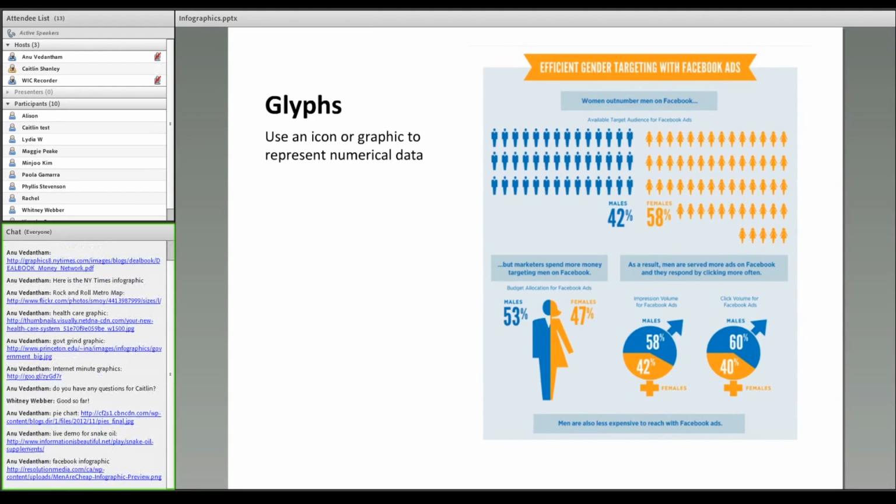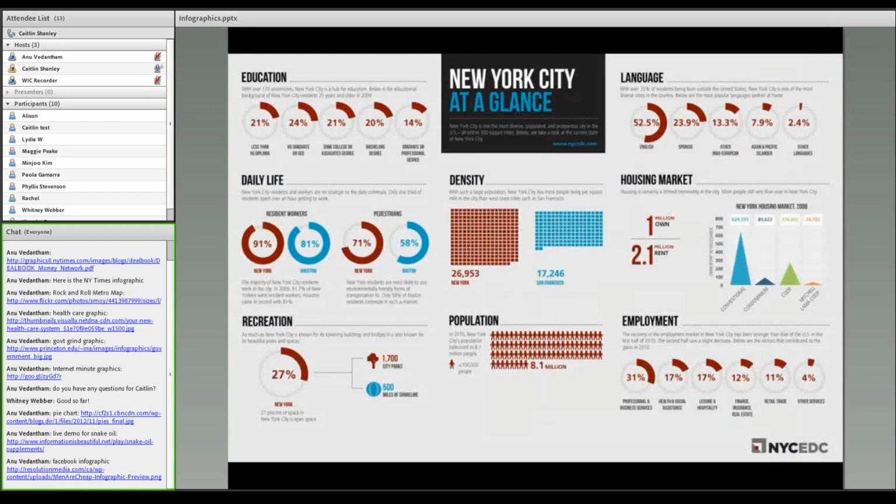So this graphic uses several different glyphs to talk about several different data points, and that's pretty common in infographics, finding icons or small graphics to use. And so this is just an example of, again, there are many different types of visualizations.